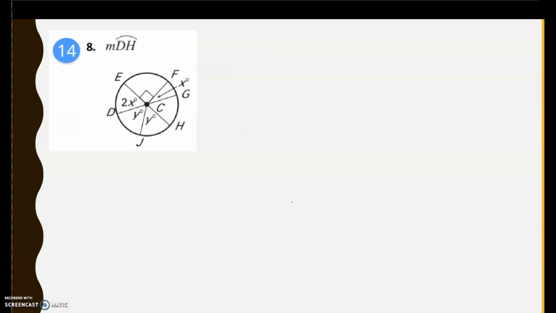Number 14. It looks kind of confusing. Before I even start looking at what it's asking me for, let's figure out what my x's and y's are. Well, I know that DG is a diameter, because if it looks like a diameter, it is. It's not trying to fool you. So we know that all that on this side over here is going to be equal to 180 degrees. So I'm going to add 2x plus 90 plus x is equal to 180. Subtracting 90 from both sides, I'm going to get 3x is equal to 90, which means x is equal to 30.